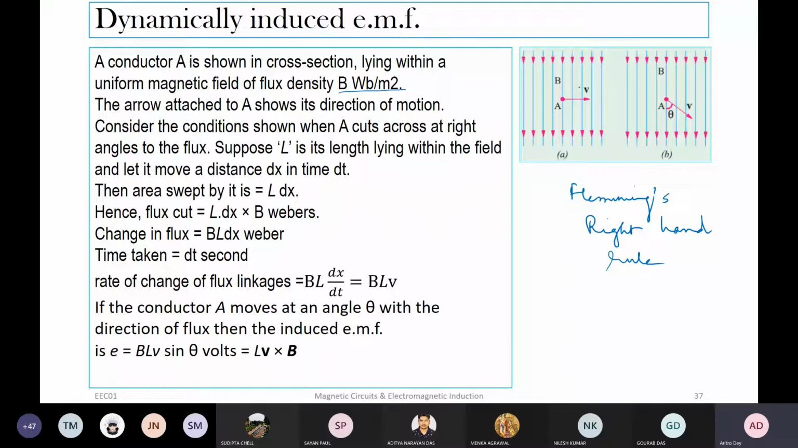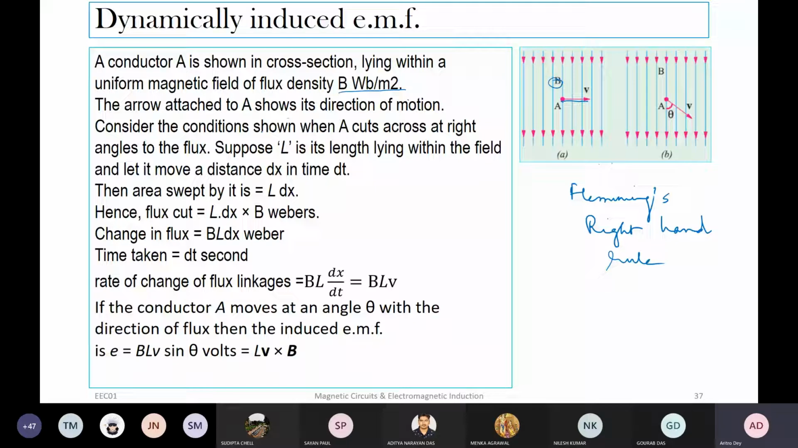What does it say? Here you see we have a uniform magnetic field of flux density B, with a direction as shown. You have a conductor with a cross section area A, shown lying in the uniform magnetic field. The arrow attached to A shows its direction of motion. If it is moving, then there will be a variation of the flux linked with the coil. The direction of motion of the conductor is shown as V, perpendicular to the direction of the field.